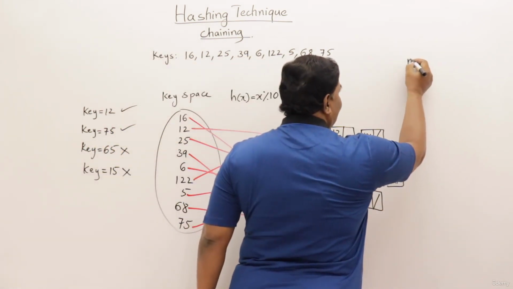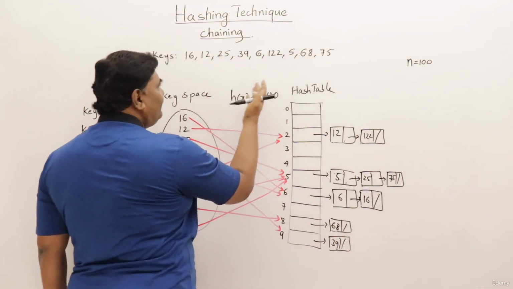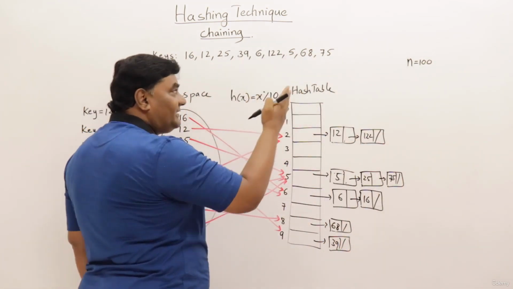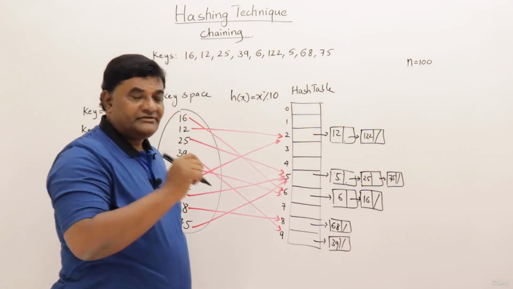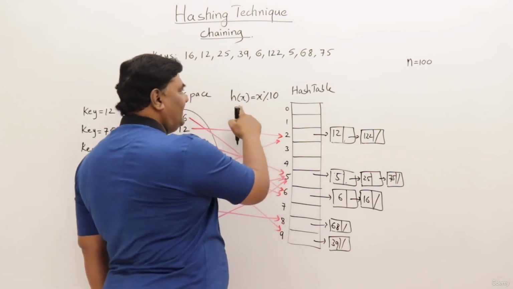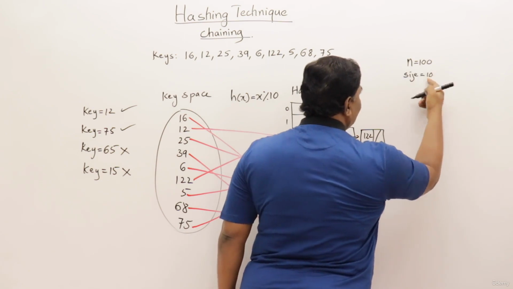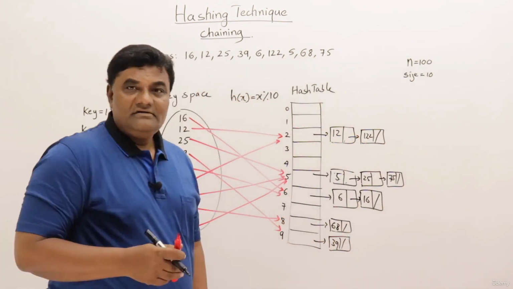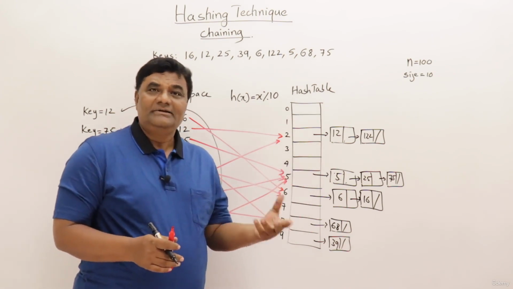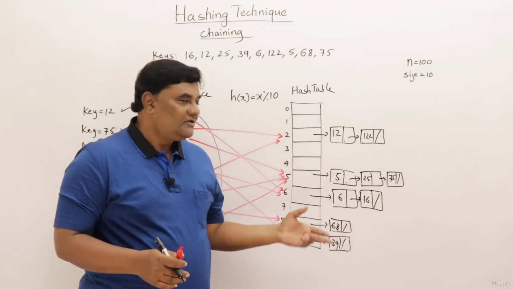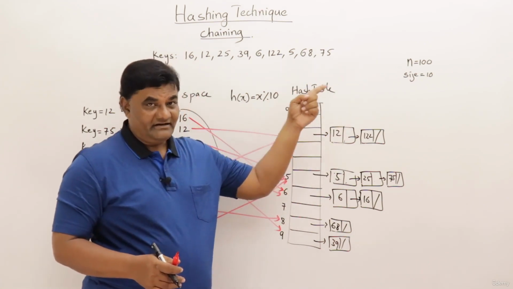Now let us do analysis. I have the number of keys, n. Suppose I have 100 keys. Here I have only 9 keys, but assume there are 100 keys. The size of the hash table is 10 because the hash function is x mod 10. In chaining, though the size of the table is 10 only, there is no upper limit. You can add as many keys as you want because they are getting inserted in chains. So I am taking the number of keys as 100.